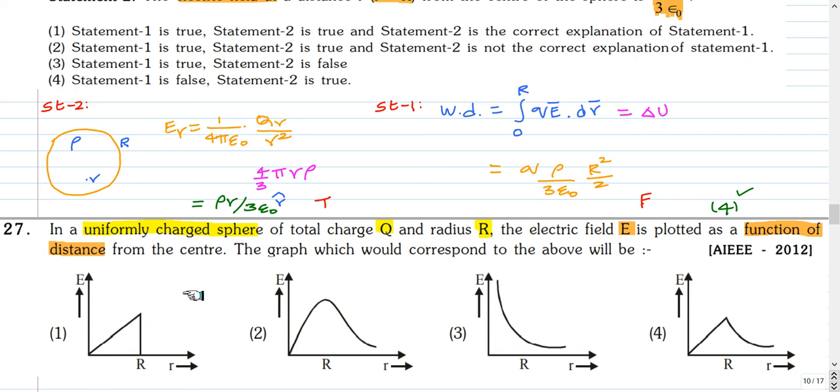Since this problem has spherical symmetry, we can use Gauss's law to solve this problem, or we can use the standard result that electric field due to a spherical shell is 0 inside, and for points outside it's as if it's a point charge located at the center. You can pause and attempt this question.